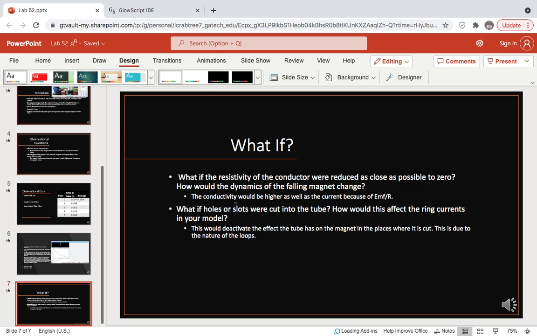And so what if holes or slots were cut into the tube? How would this affect the ring's current in your model? Well, this would deactivate the effect the tube has on the magnet in these places where it's cut. And this is just due to the nature of the loops.